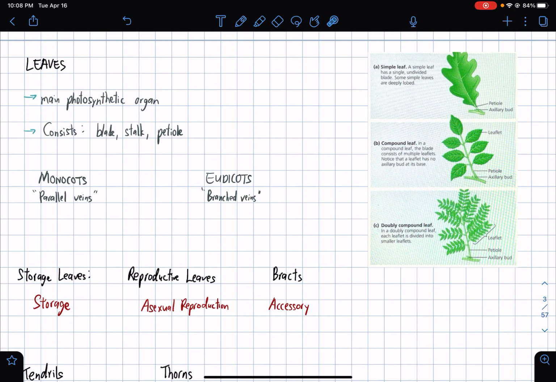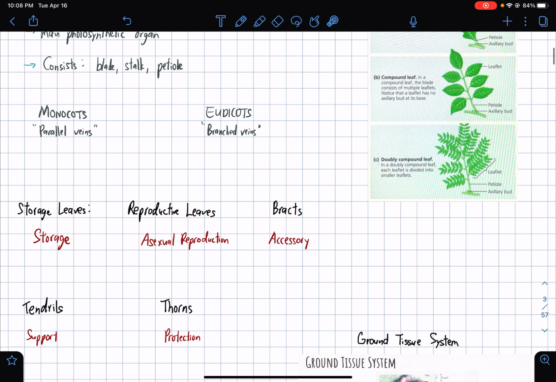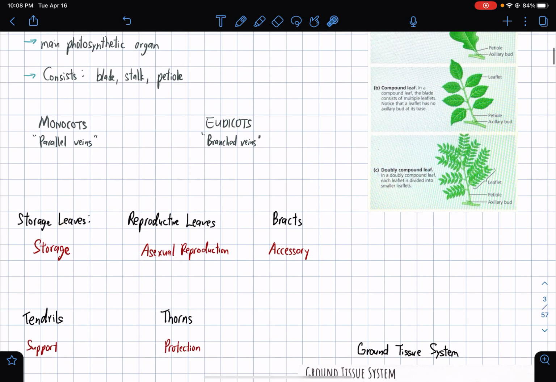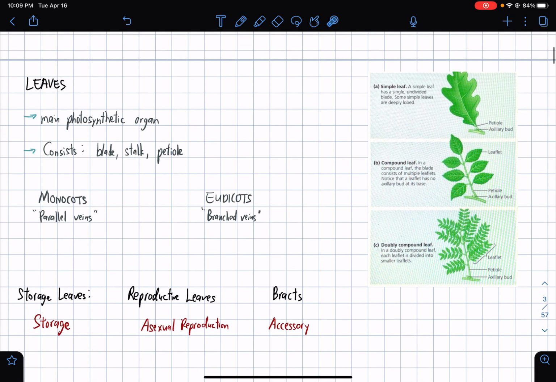For the leaves, we have five, I suppose: storage leaves, reproductive leaves, bracts, tendrils, and thorns. Leaves are basically the main photosynthetic organ. As you all know, plants need photosynthesis. They perform photosynthesis in order to produce their own food. They're autotrophs, basically. And leaves basically consist of a blade, stalk, and petiole. This is just minor information.